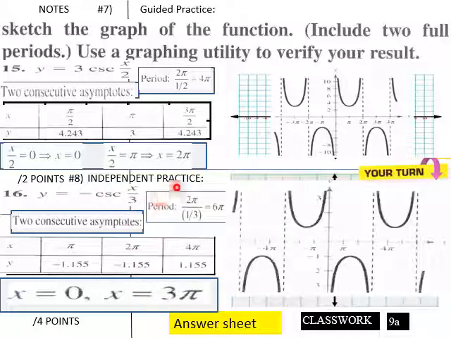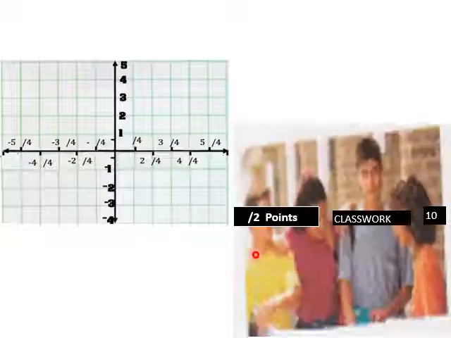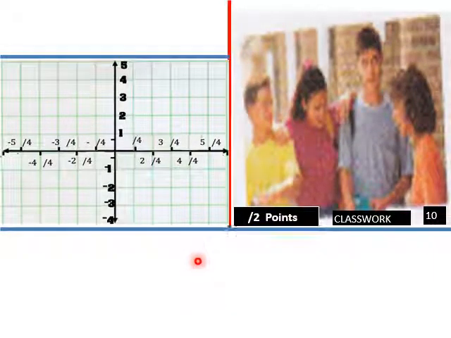Negative 3 cosecant x over 3. Okay, let's go into another example here.